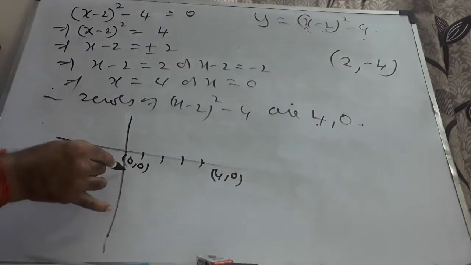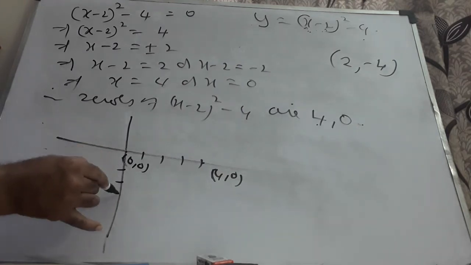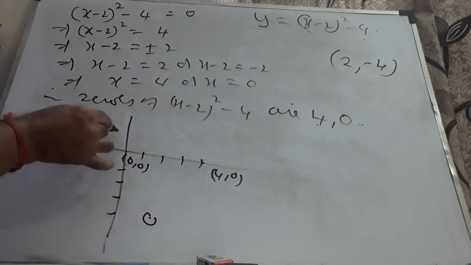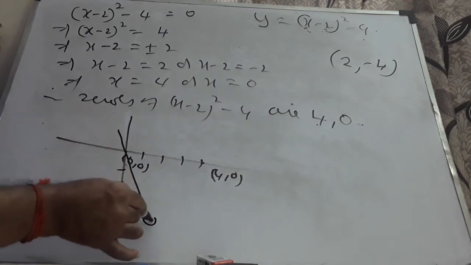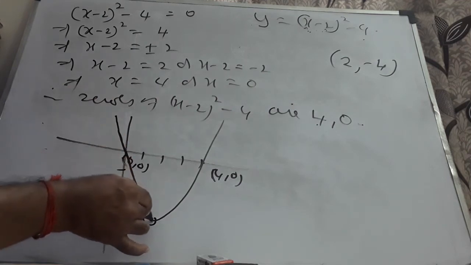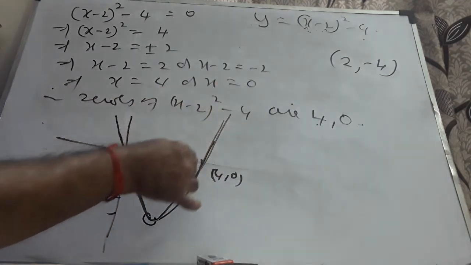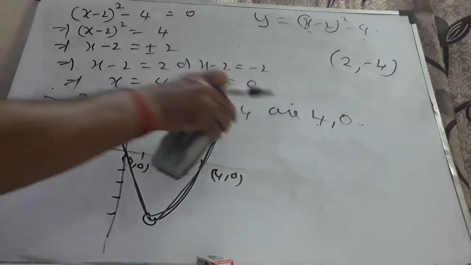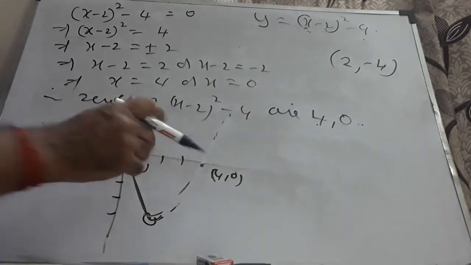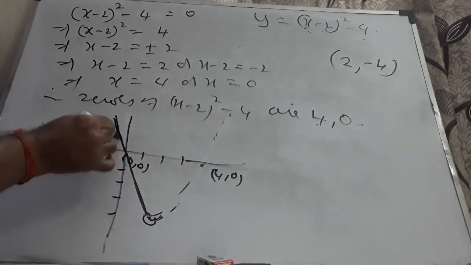Let me plot 2 comma minus 4, 1, 2, 3, 4. Okay, 2 comma minus 4. Therefore, joining which the graph will go like this. Okay, you have to draw a smooth curve after joining these points. You should not over draw like this. Okay, you have to draw a smooth curve.